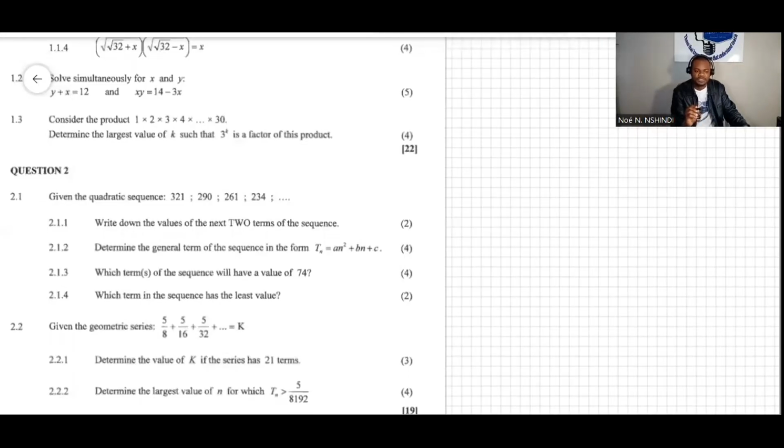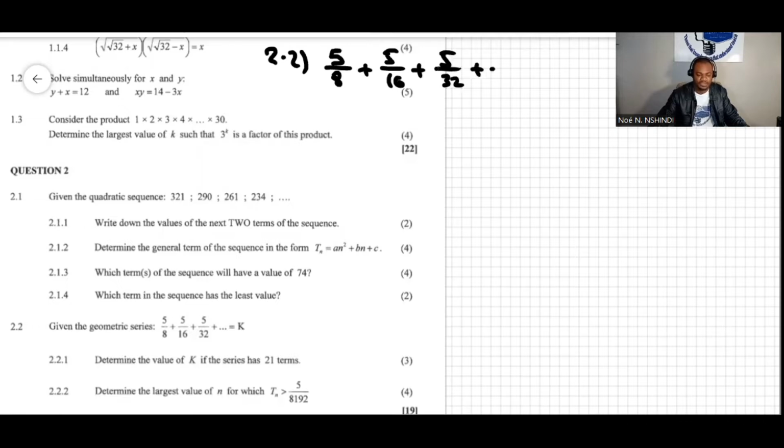The question says, given the geometric series 5/8 plus 5/16 plus 5/32 plus ... equal to k, determine the value of k if the series has 21 terms. Now, I am going to write the question here, 2.2. So we have the terms 5/8 plus 5/16 plus 5/32 plus ... equal to k.